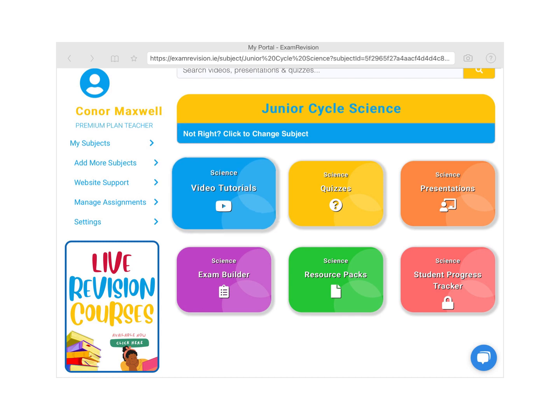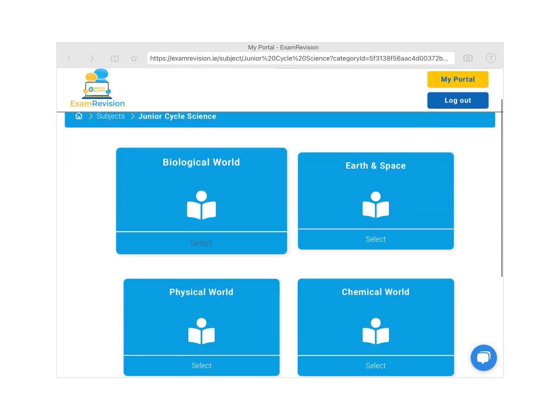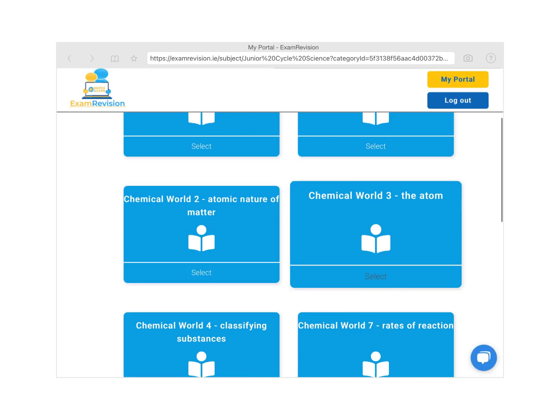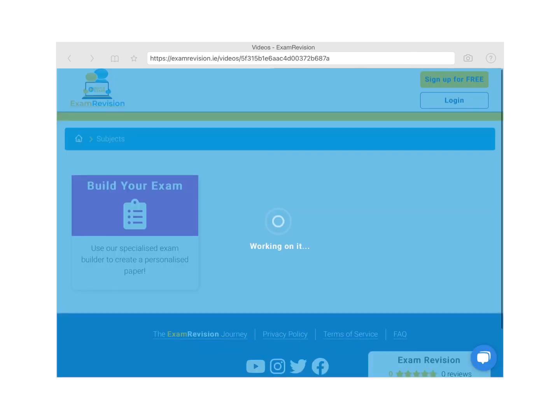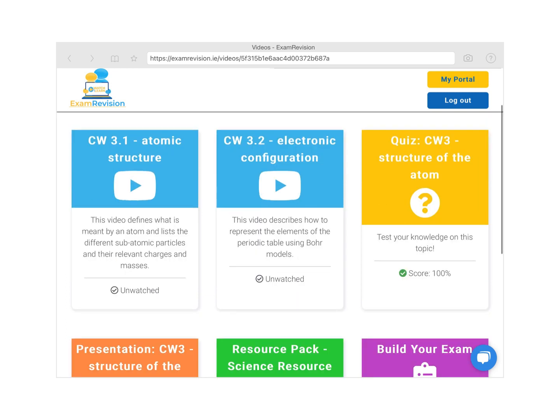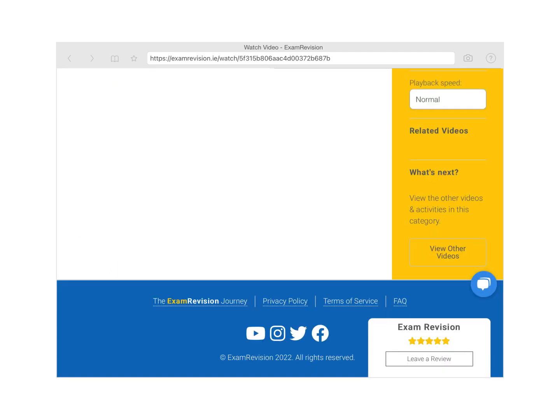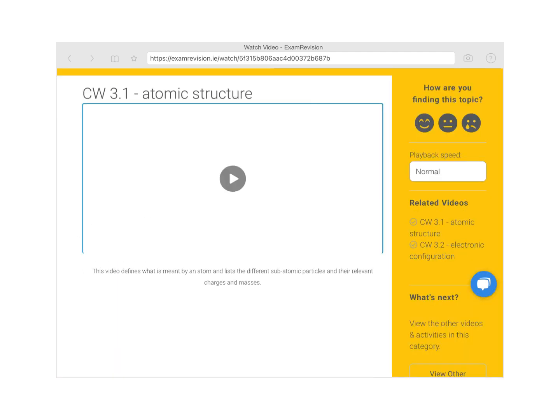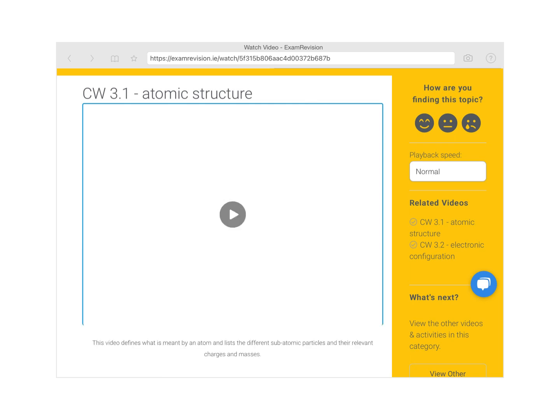So if we click into video tutorials, today we were looking at chemical world, and we actually looked at 2 of these. We looked at the structure of the atom, so we can see that there's lots of videos there based on that, and we actually looked at CW5 as well. Now, if you did want to go back over the atomic structure and the electronic configuration, you could just click into the video, watch the video at your own pace. You can change the playback speed to quicker or slower, and you'll be given some related videos there as well to watch.